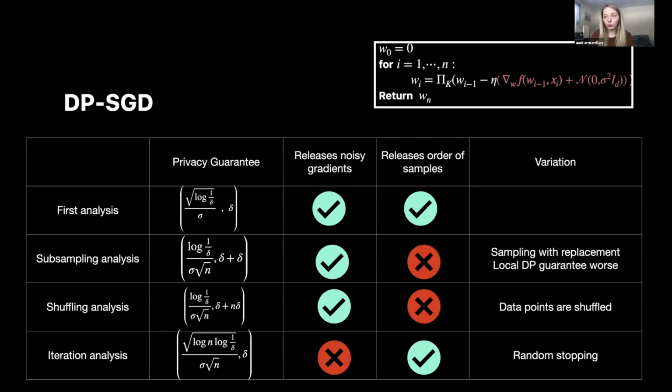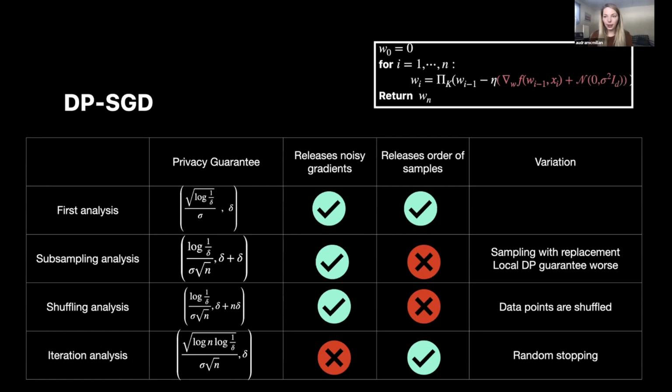I have this extra square root log n, but it's a little better in delta. So the difference is sort of coming out in the wash, quite similar analyses. But I have some other differences here. So the first one is that I'm not allowed to release the noisy gradients anymore.